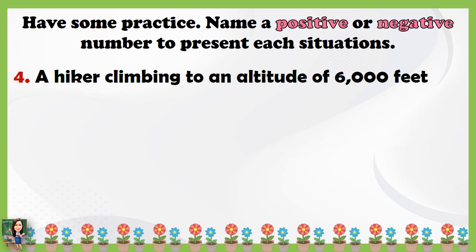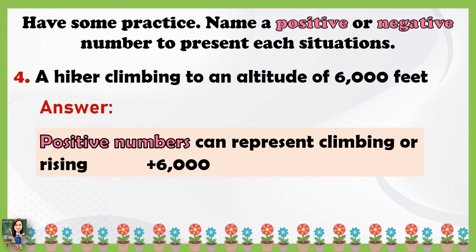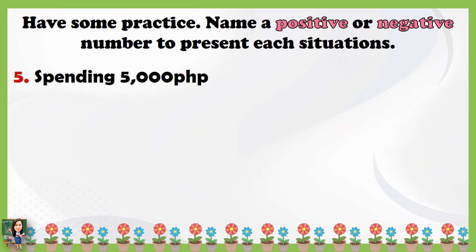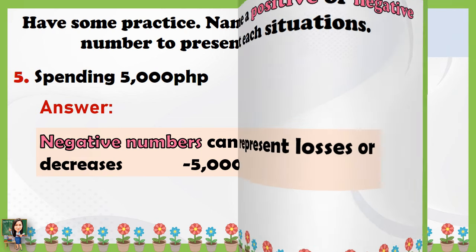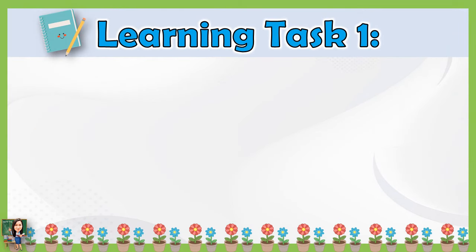Number 4. A hiker climbing to an altitude of 6,000 feet. The answer is, positive numbers can represent climbing or rising. This is positive 6,000. And number 5, spending 5,000 pesos. The answer is, negative numbers can represent losses or decreases, or negative 5,000. And now let us proceed to Learning Task 1.